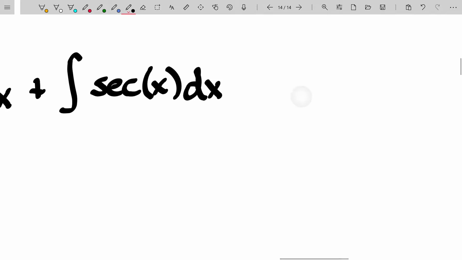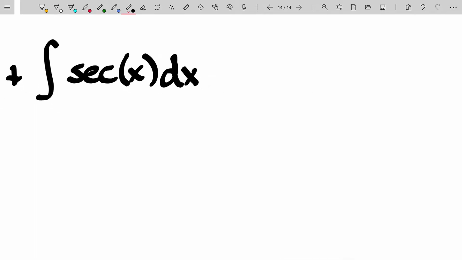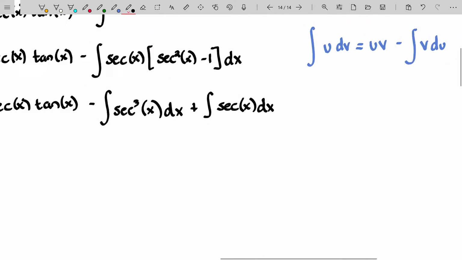If you don't recall, this is one of the ones that generally gets proven at the beginning of a substitution section when you're dealing with trig functions alone. The antiderivative of the secant is the natural log of the absolute value of the secant plus the tangent. Let me go ahead and write that down.